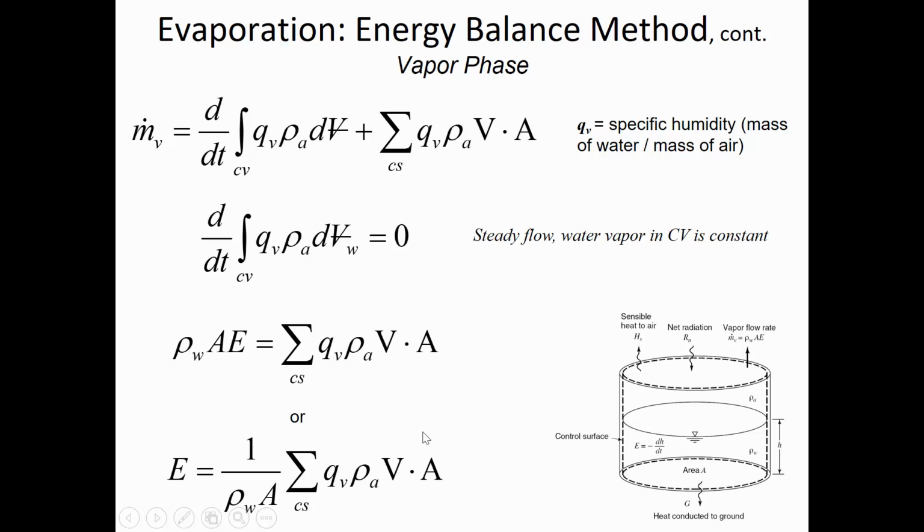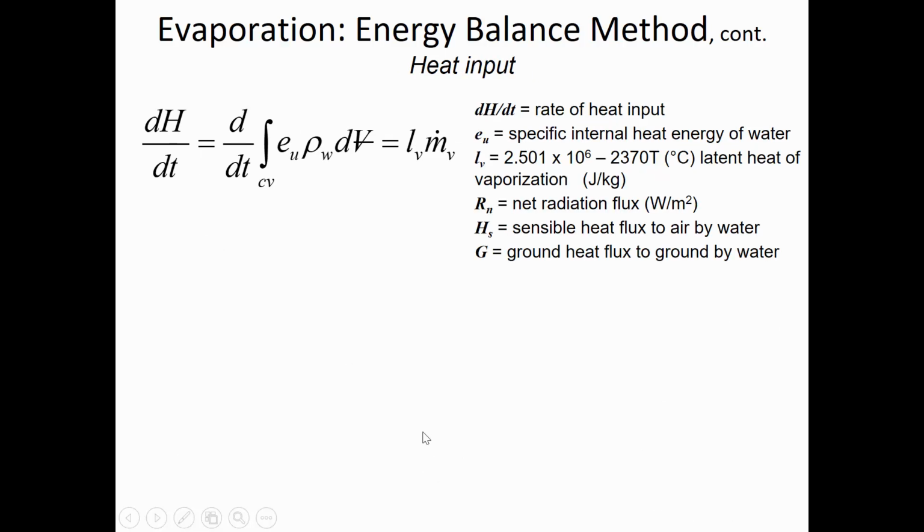So the rate of evaporation out. So keeping all those concepts in mind, we also have to think about how much heat is available in the energy balance method. Now, again, we've got the latent heat of vaporization, and the amount of heat that's available is going to be the radiation that comes in, R sub n, the net radiation flux, minus the heat that is going to the air by the water, and the ground heat flux.